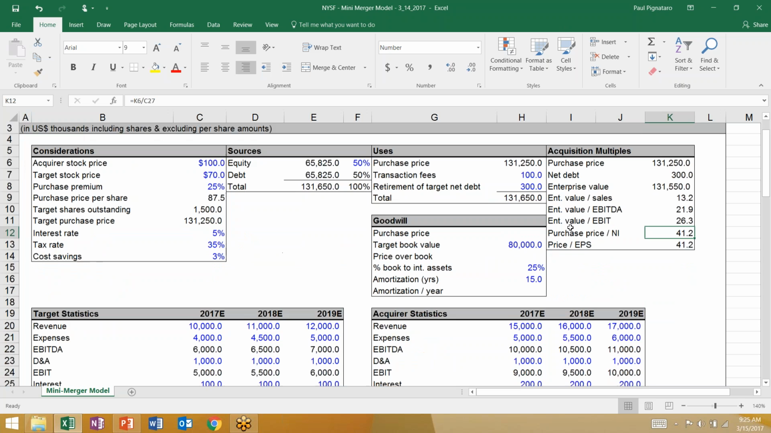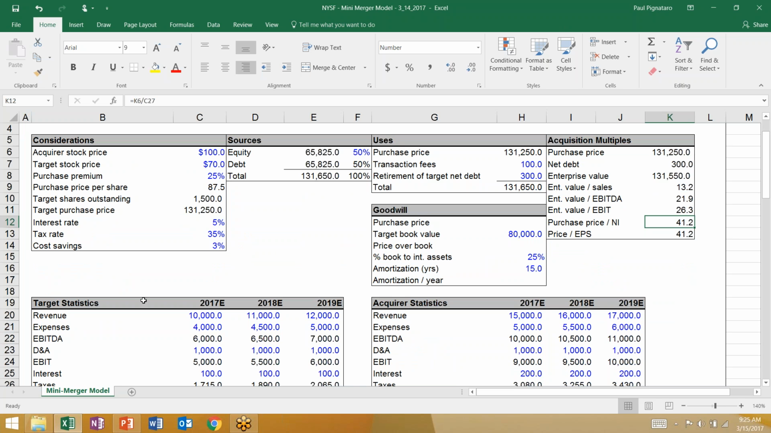Okay, these are our assumptions that are going to drive the transaction analysis. And we're going to talk about and analyze this once the analysis is done. Okay?